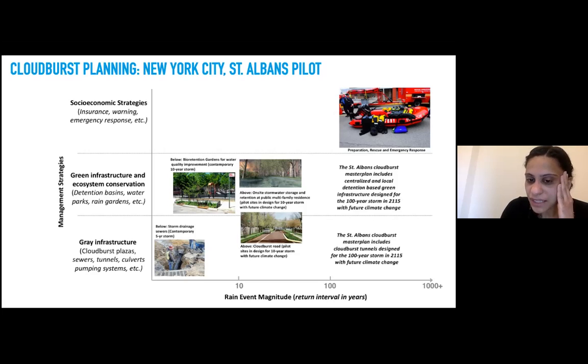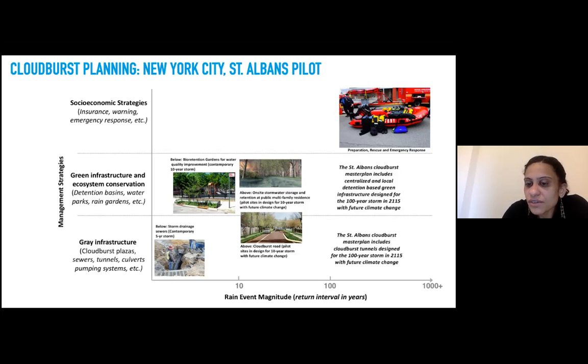But they're now piloting green infrastructure design with cloudbursts in mind, to prevent flooding in addition to providing water quality benefit. So this includes on-site stormwater storage and retention at public housing projects. There's a pilot housing project in Queens that they've got a design for and they're hoping to construct very soon. This includes cloudburst roads, which will convey stormwater during the 10-year storm considering future climate change. So we know that's kind of the equivalent to the 40 or 50-year storm today.